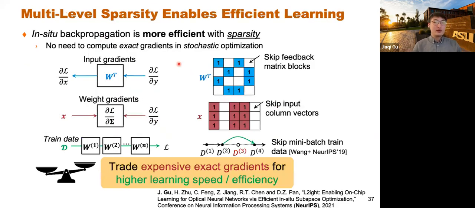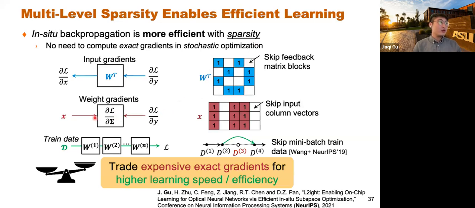And we also further boost the efficiency because backpropagation is kind of costly, especially for edge devices. So we also look at multi-level sparsity. During the weight gradient propagation, we want to backpropagate the gradients to the previous layer. We can apply some sparsity on the feedback matrix W transpose. We intentionally select the important blocks on each row to skip some matrix blocks. For example, those white blocks are skipped. You can improve the efficiency.